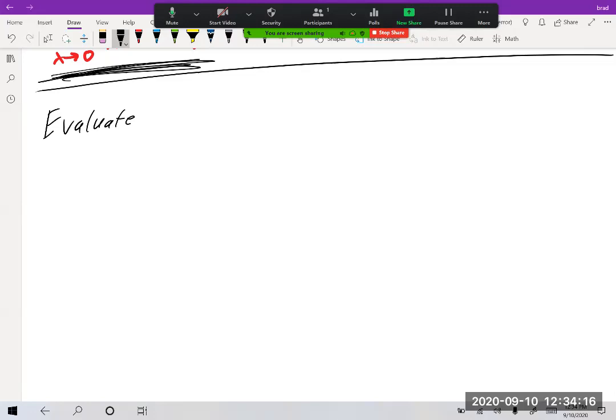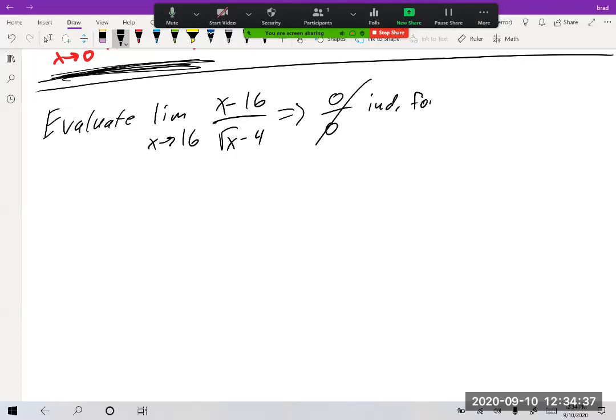It says the limit as x approaches 16 of x minus 16 over the square root of x minus 4. So once again, if we plug in 16, we would notice that we would get 0 over 0, which we can't do yet. That's an indeterminate form, and we don't have the tools for that just yet. We'll get to that in a different part. I think it's in chapter 4.4.